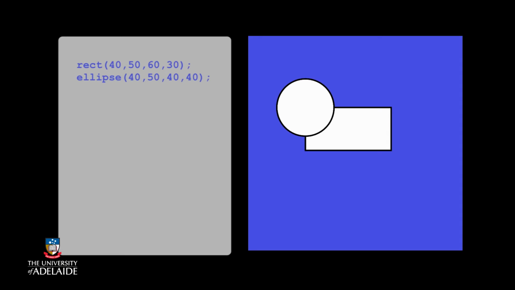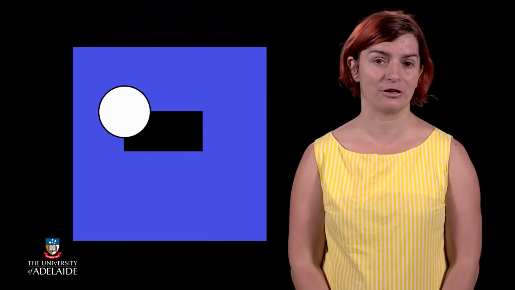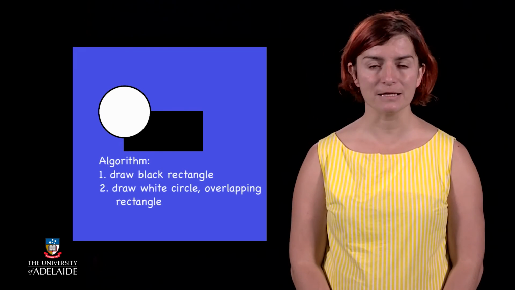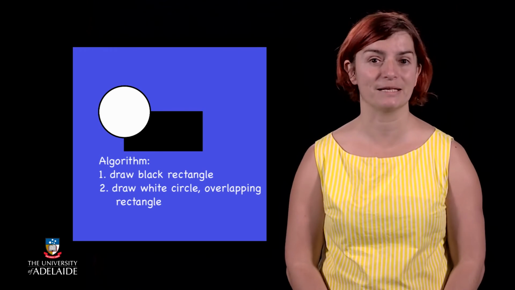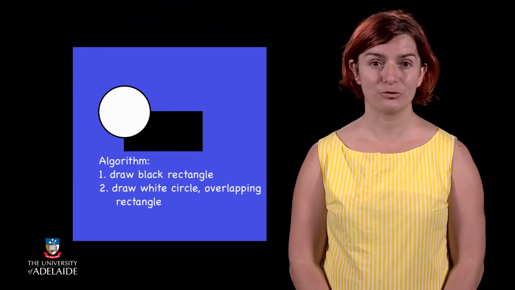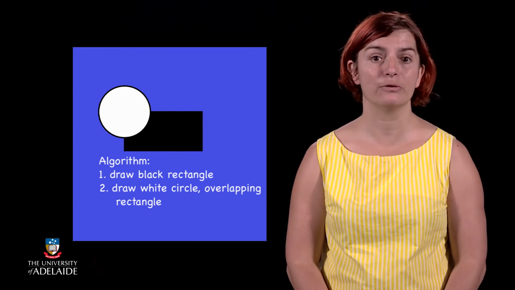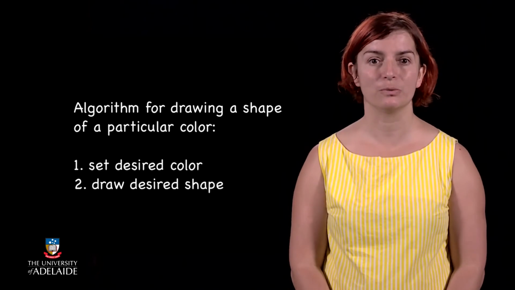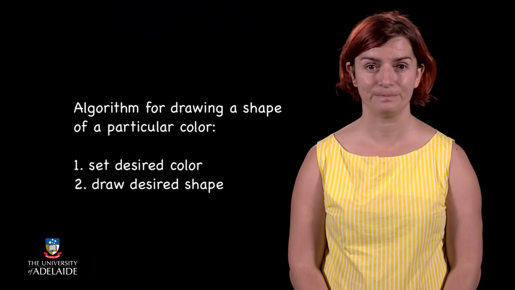To be honest though, it's all looking a bit boring, with the circle and the rectangle both white. In the next section, we'll experiment a bit with colors. Let's say we want to draw a black rectangle overlapped by a white circle. Similar to before, we will need to draw the black rectangle first and then tell processing to draw a white circle. Telling processing to draw a shape of a particular color is done through two instructions. The first instruction will set the color that we want for the shape, while the second instruction will draw the shape as we've done before.